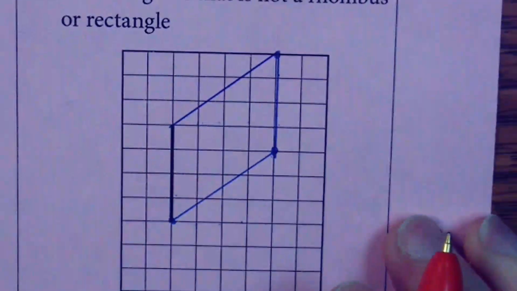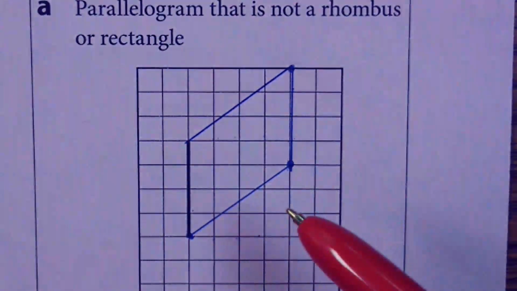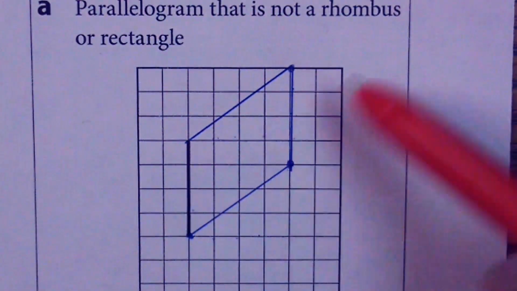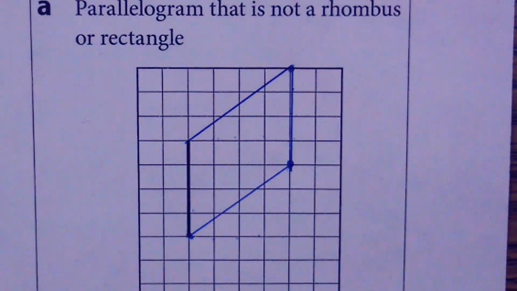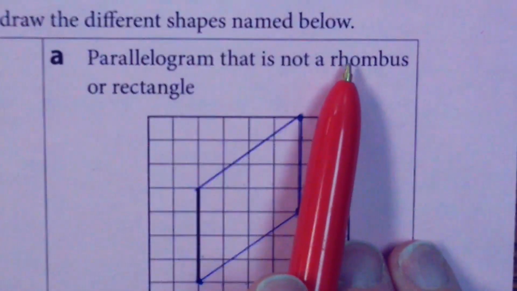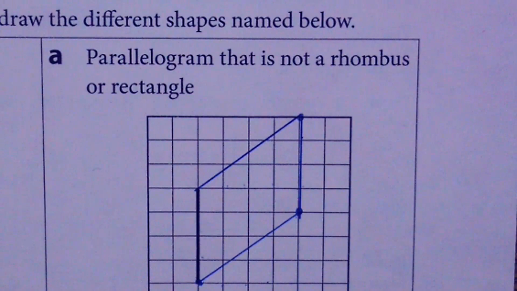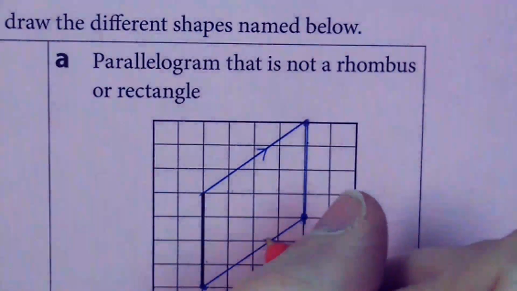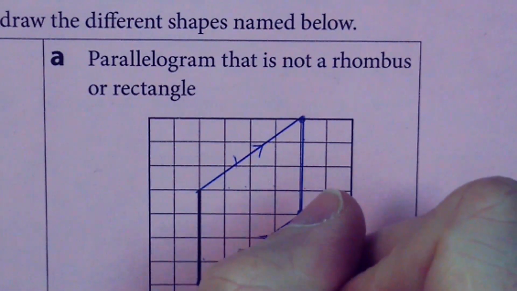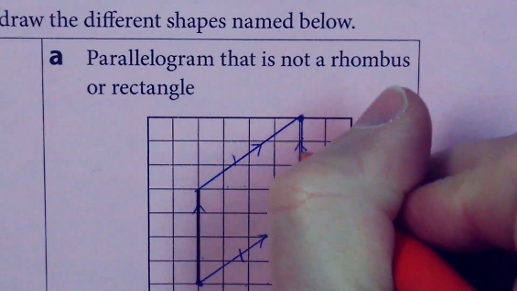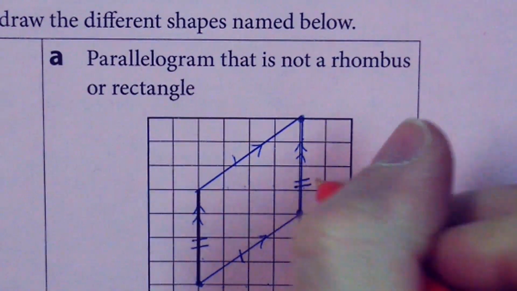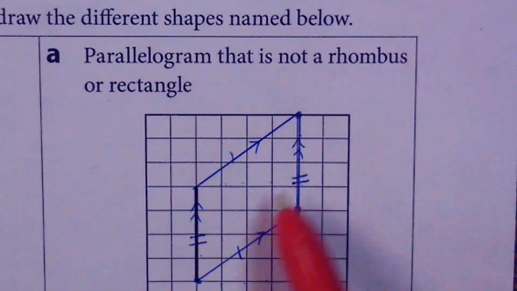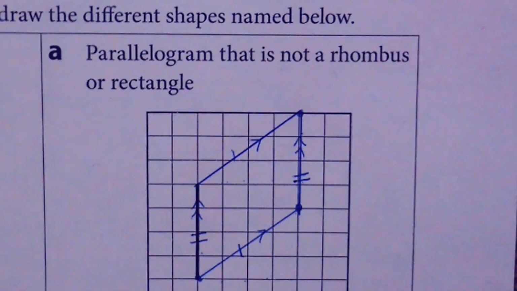As a result, I now have a parallelogram. It's not a rhombus, because these up and down sides are not the same length as my diagonals. Okay, so that is a parallelogram that is not a rhombus or a rectangle, because these are parallel and they're the same length. Yes, these are also parallel, but they are a different length, which is why I use 2 hash marks to indicate they're congruent but not the same as these. Okay?